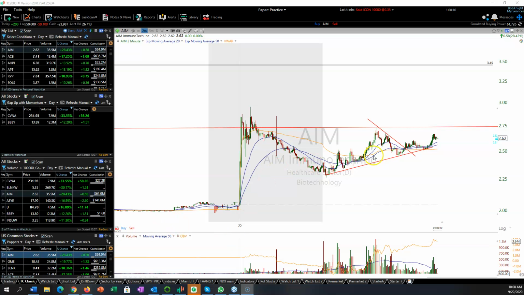Okay, the question was asked, how do we trade stocks for scalp trades? And I just picked this one, AIM. Each stock could be looked at for a scalp trade. We saw this morning that it did pop quite strongly. Then it got into this downtrending channel.